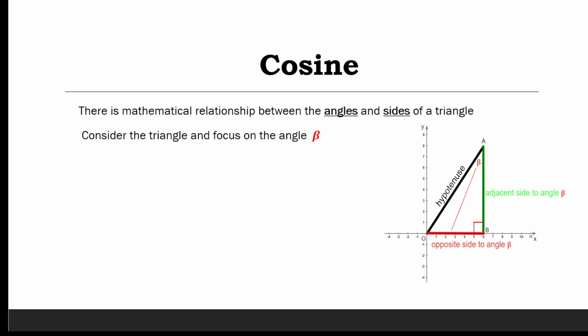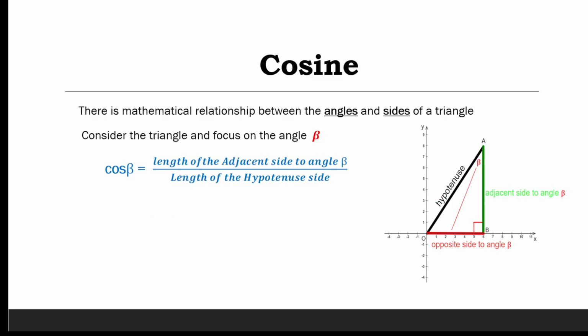And we can again, in this case, shift our focus to angle beta. In this case, cos beta is defined as the length of the adjacent side to angle beta divided by the length of the hypotenuse side. Cos beta in short is equal to AB divided by OA, and AB can be made the subject of the formula, which is equal to OA times cos beta.